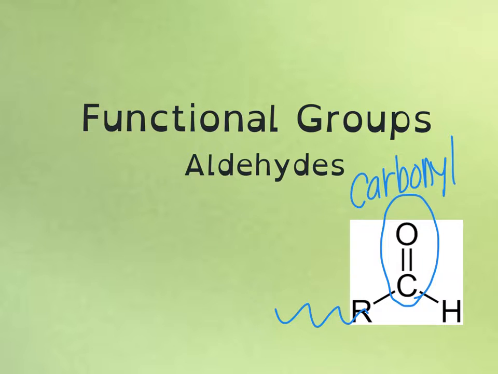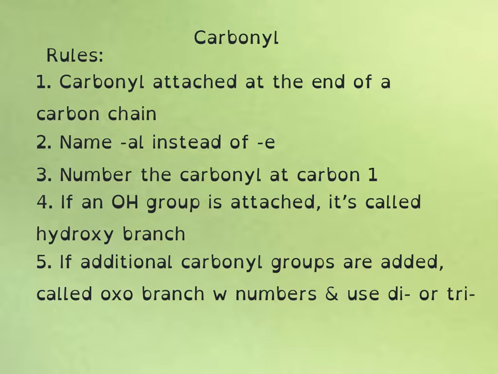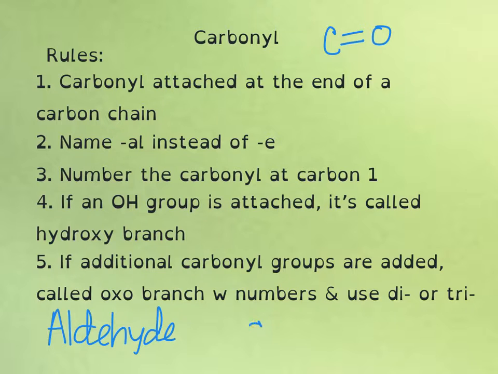And you'll see this frequently in the functional groups coming in the next couple of ones we're going to look at. So let's start with rewriting the carbonyl. A carbonyl is a C double bond O, and it can be in the chain, it can be on the end, wherever. Now in our aldehyde, we have the C double bonded O attached to a hydrogen. So the first rule is that the carbonyl is attached at the end of the carbon chain.